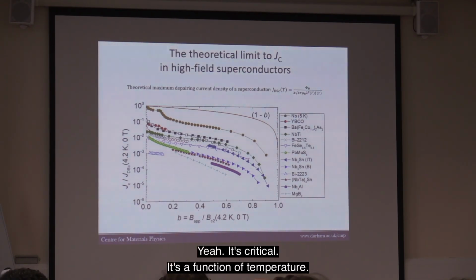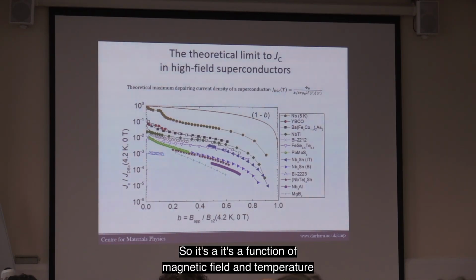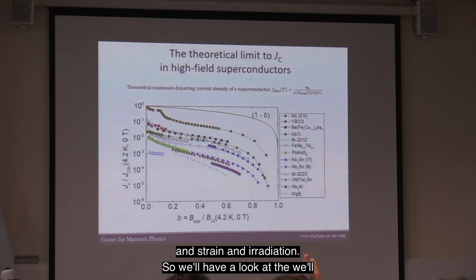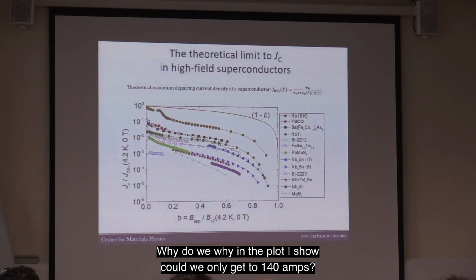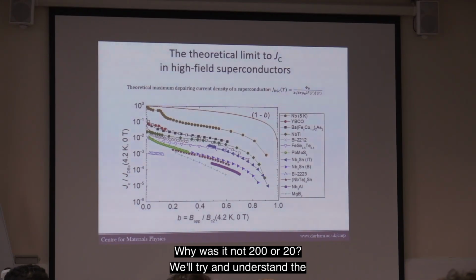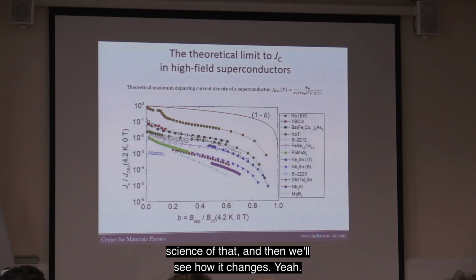Yeah. Is the critical current a function of temperature? It is, and we're going to look at that. So it's a function of magnetic field and temperature and strain and irradiation. So we'll have a look at the properties. What determines the critical current? Why in the plot I showed could we only get to 140 amps? Why was it not 200 or 20? We'll try and understand the science of that, and then we'll see how it changes.